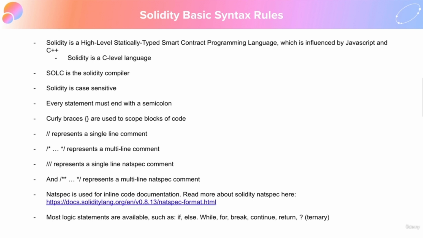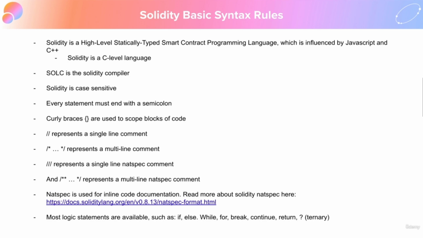Every statement in Solidity must end with a semicolon. Curly braces are used to scope blocks of code. Two forward slashes represent a single line comment. Slash star is a multi-line comment. Three slashes represent a natspec comment, and this last one represents a multi-line natspec comment. Natspec is used for inline code documentation. You can read more about the Solidity natspec here at this link. It is also in our GitHub repository. And finally, most logic statements are available, such as if, else, while, for, break, continue, return, and the ternary operator.